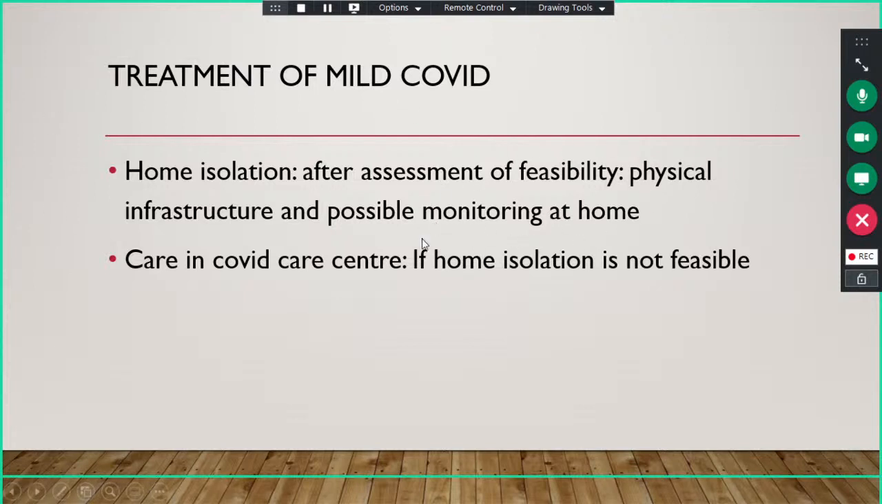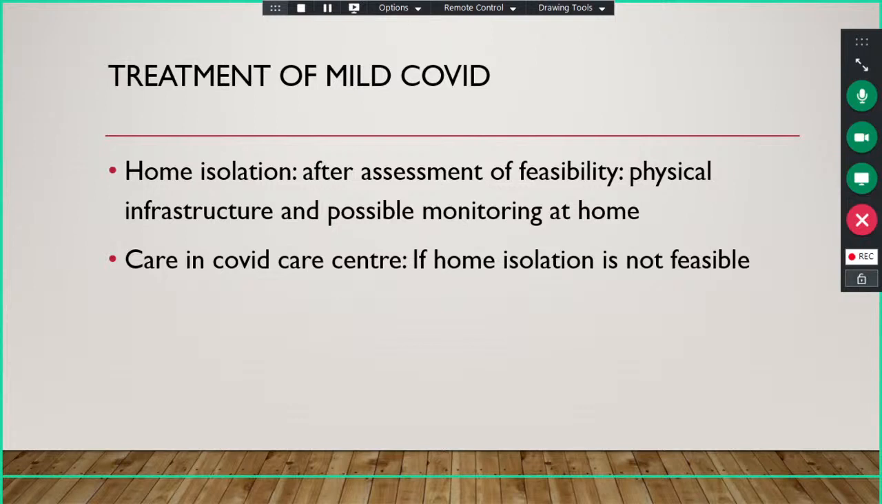So if it is feasible, that yes, there is adequate physical facility, less likely to disseminate the infection to the other family members, and there is a possibility of monitoring at home, you may decide to treat them at home. But we explain to them how to monitor an individual with infection and when to contact a healthcare person or reach healthcare services when there is some deterioration.